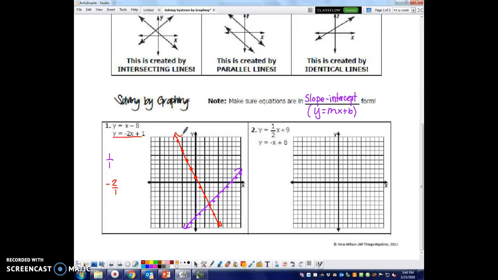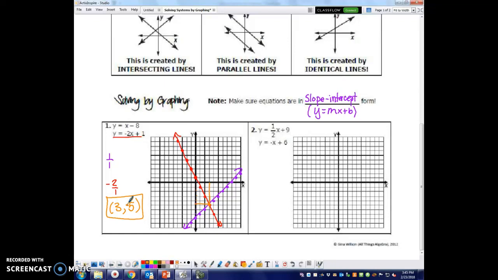All right, so now we're going to find where they cross. So where do they cross? Right here, right? X first. 1, 2, 3. And then the y. 1, 2, 3, 4, 5. So it crosses at 3, 5. Or 3, negative 5, sorry. Because it went down, sorry. 3, negative 5.